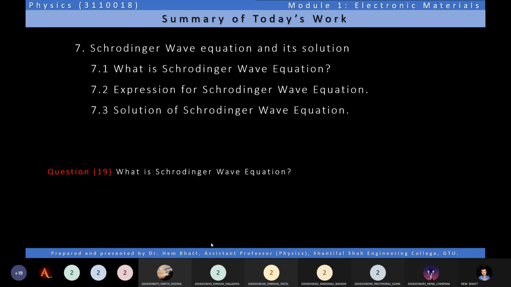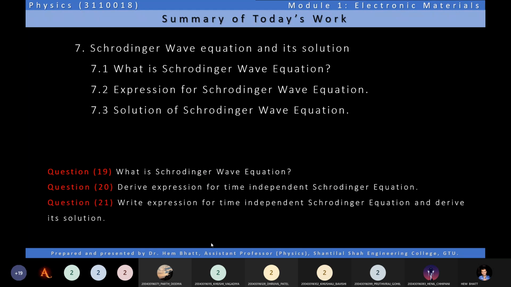Okay, so this is the part which we covered today. And there can be 3 questions from this: what is the Schrodinger equation, derive its formula, and obtain its solution. Take a screenshot. You should add these 3 answers in your lecture notes today. Submit today's lecture notes before tonight. And now if you have any doubt, you can ask.